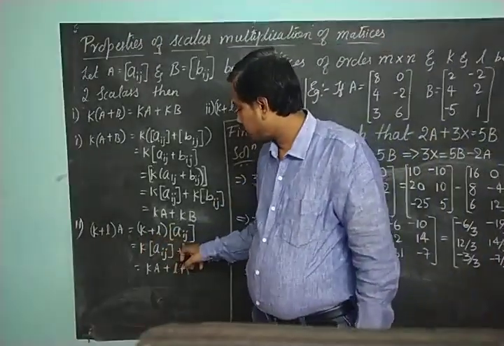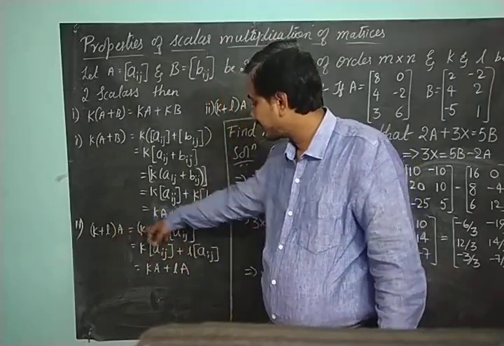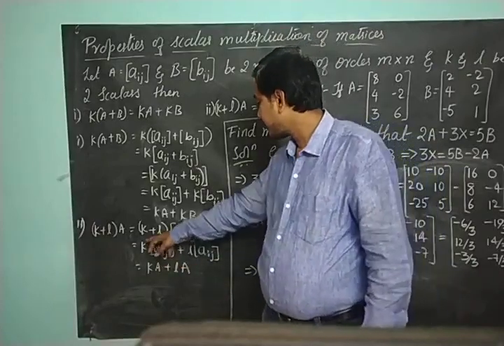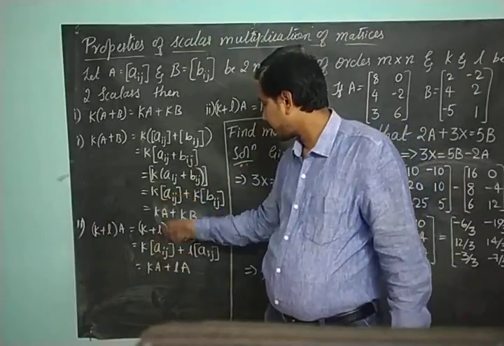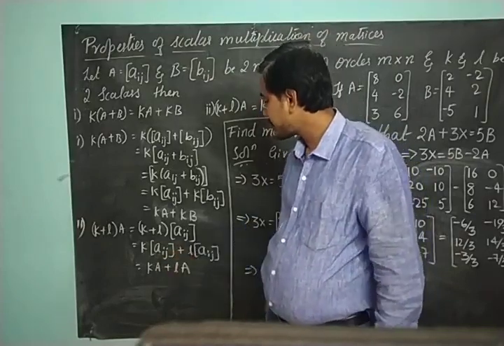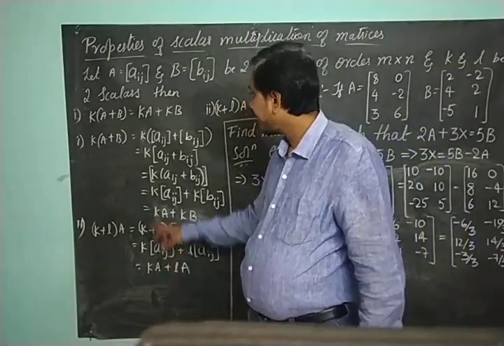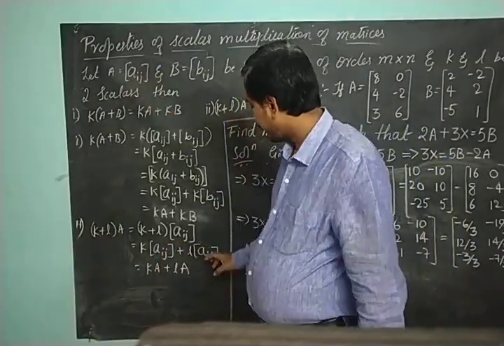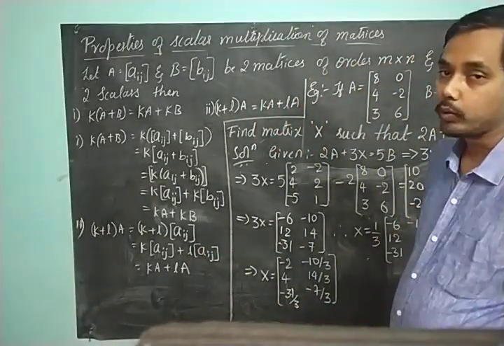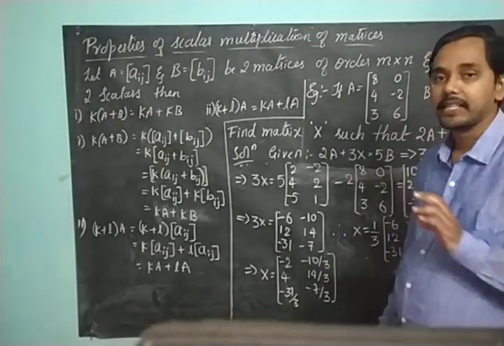K plus L of Aij. K plus L of A can be written as K plus L of Aij, because A is Aij. This can be written, from the previous property, as K of Aij plus L of Aij. What is K of Aij? Aij is nothing but A, and here also it is A, so we get K into A plus L into A. This is how the properties hold for scalar multiplication. Is that point clear?